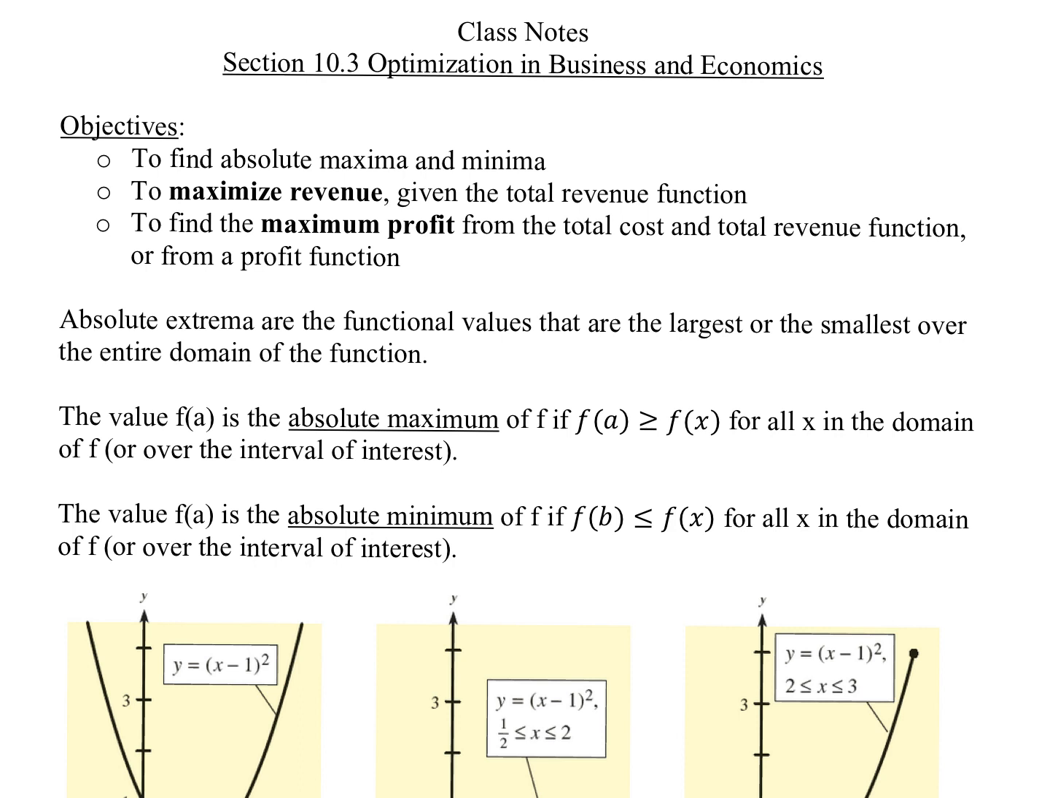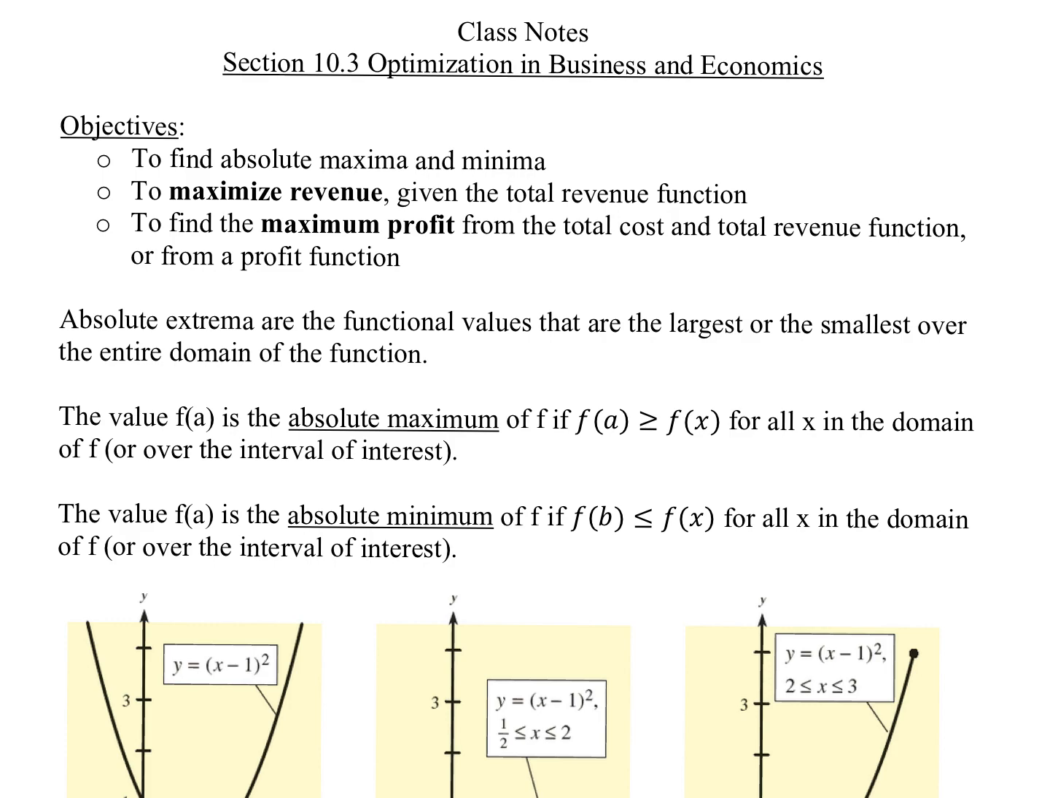Starting with maximums, a value is the absolute maximum if it is larger than every other function value for every value in the domain of the function, or we might just be interested in one particular interval. Similarly, a function value is going to be the absolute minimum if that value is less than or equal to every other function value for every x in the domain or the interval that you are looking at.